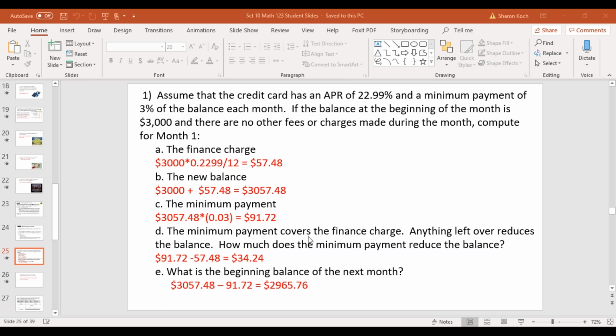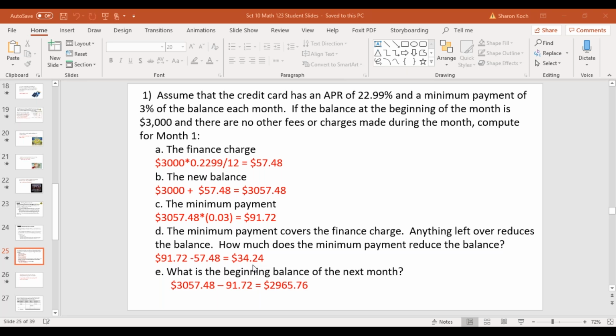Okay, so that's pretty high up there. So the minimum payment covers the finance charge, and anything left over is what pays the balance. So remember, these credit card companies are in it to make money. So here's that payment you're making. The first thing your payment is doing is paying off that $57.48 finance charge. What's left over to pay the actual balance of your credit card? Look at that. $34.24. So your balance is only going to be reduced by a little over $34. That's how they get you.